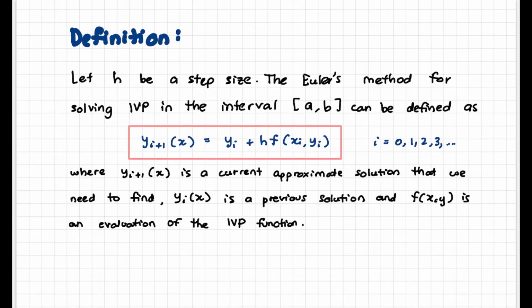This is the definition of Euler's method. Let h be a step size. Euler's method for solving an IVP in the interval a, b can be defined as y_{i+1} equal to y_i plus h f(x_i, y_i), where y_{i+1} is the current approximate solution that we need to find, y_i is the previous solution and f(x, y) is an evaluation of the IVP function.